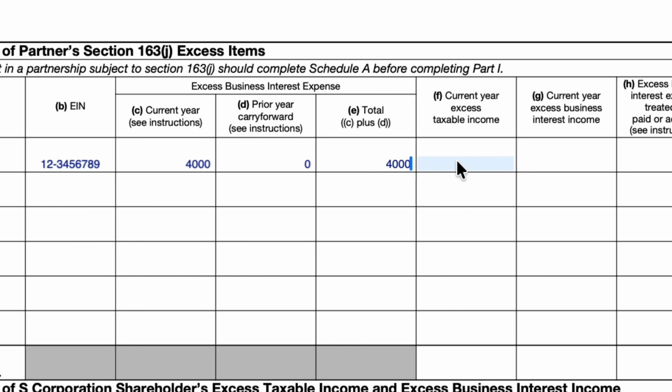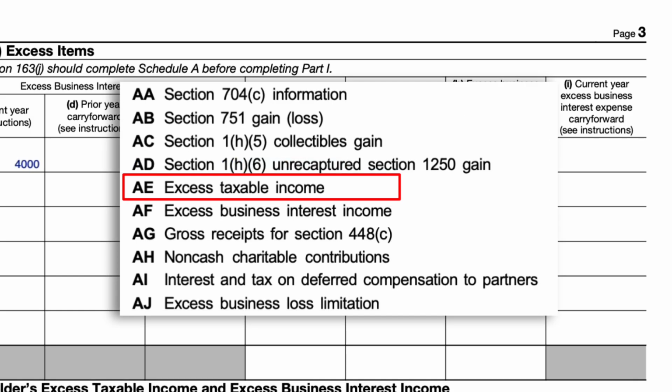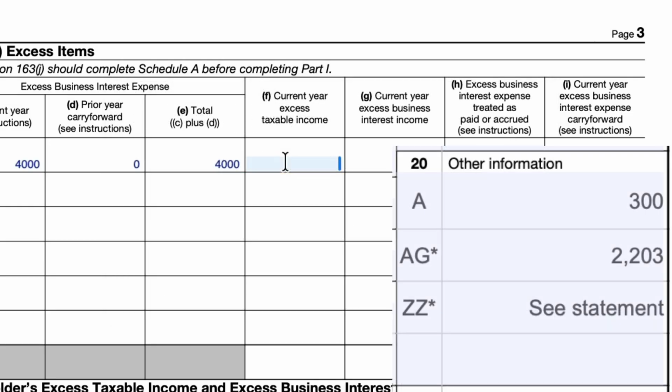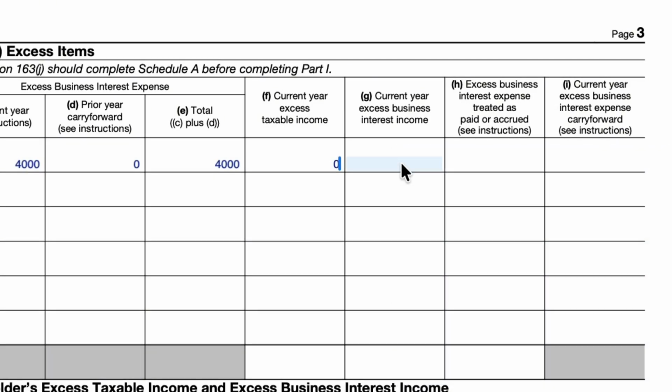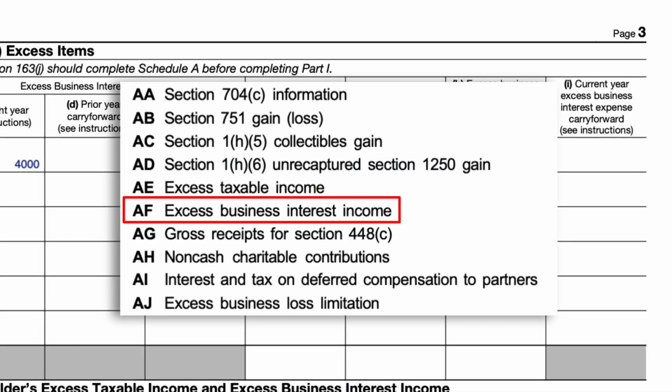Now column F, current year excess taxable income. We go back to the code list. It is code AE, usually in box 20. You should check if you have this in your K1. Usually we don't, so it is 0. Column G, current year excess business interest income, is called AF in box 20. Again, you should check, but usually it is 0.